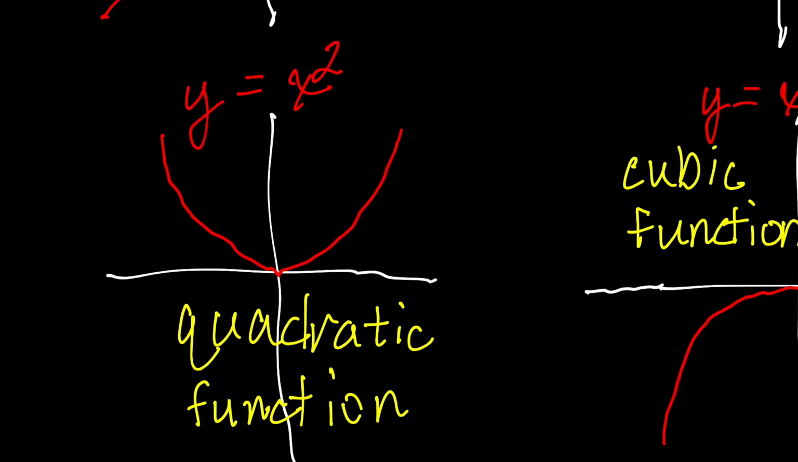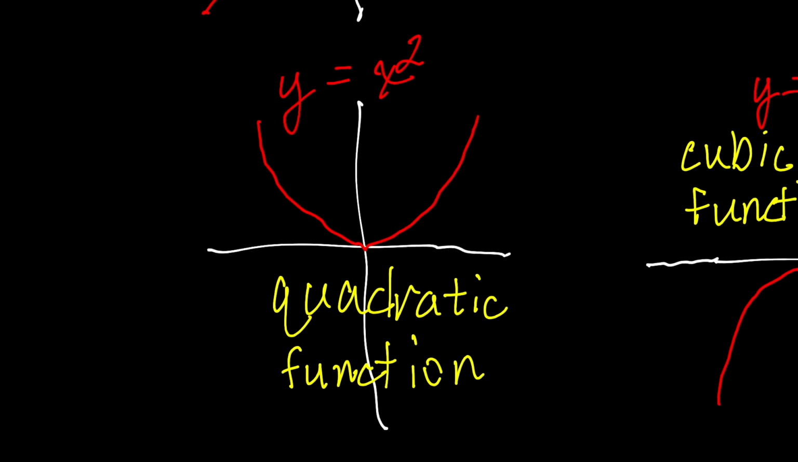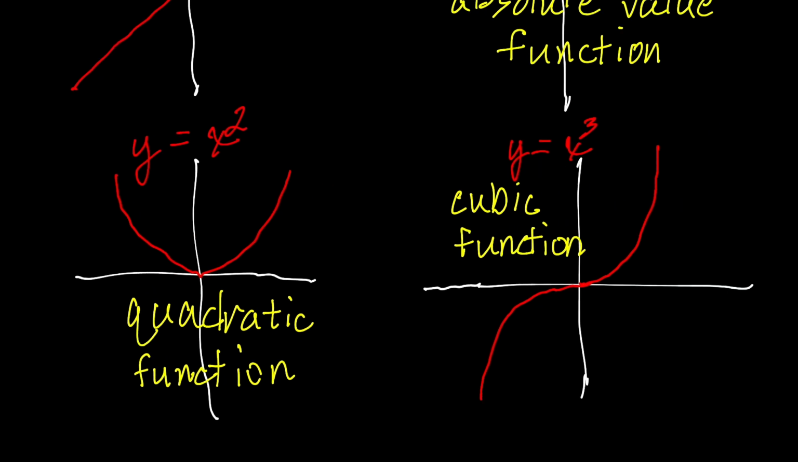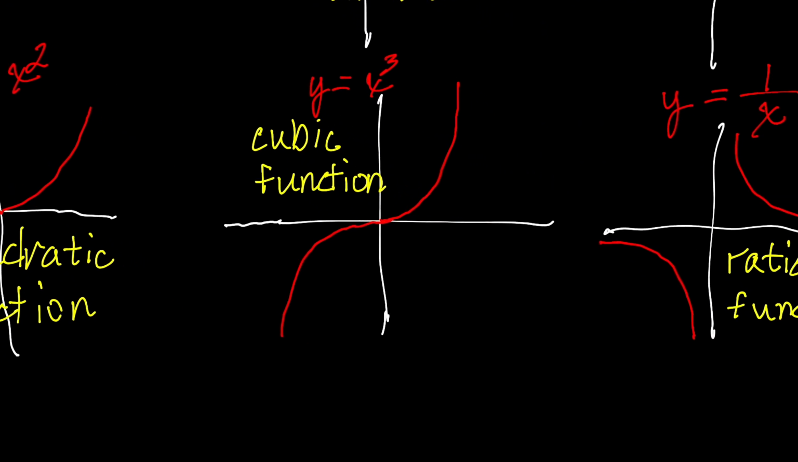Down here, we have the x squared, or the quadratic function. This is the parent function. Notice it's an even function. It's symmetric on the y-axis here. And our cubic function. Notice this is symmetric about the origin. We talked about that yesterday as well, but there's a review for you there.